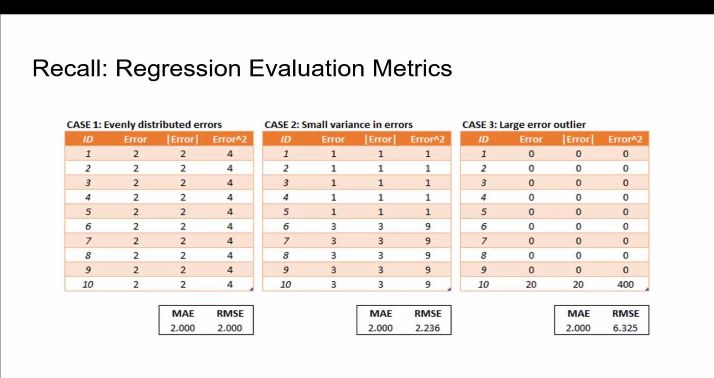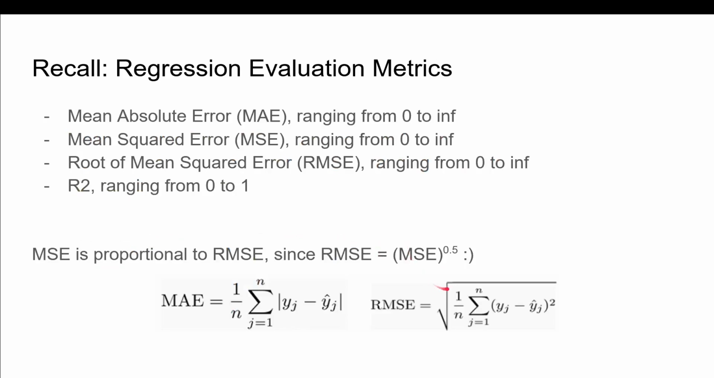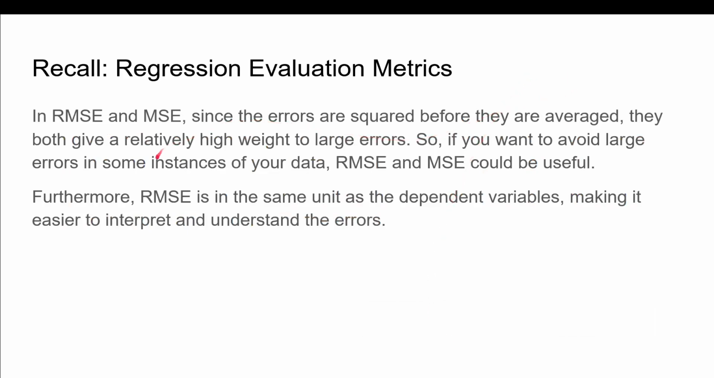So this is the example of the regression evaluation metrics, and perhaps I would like to explain these slides first. In RMSE and MSE, the errors are squared before they are being averaged, as you can see over here. So they both give a relatively high weight to large errors. So if you want to avoid large errors specifically in some instances of your data, using these metrics would be useful.